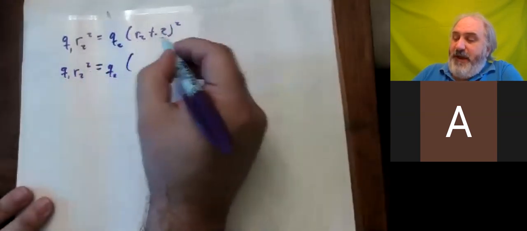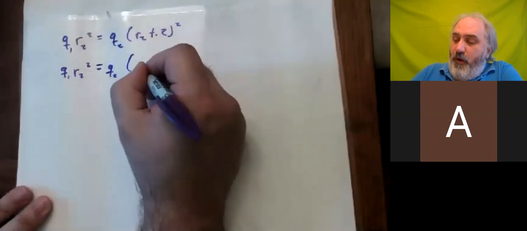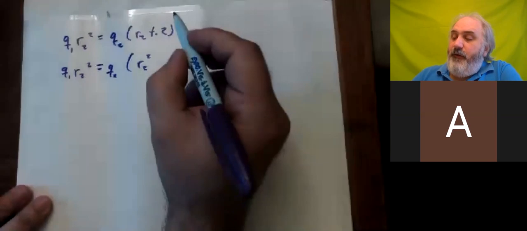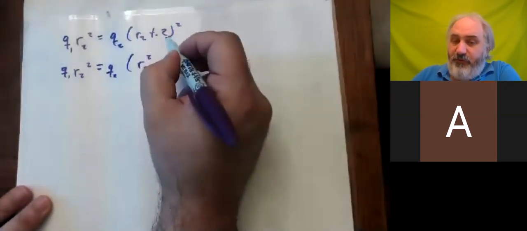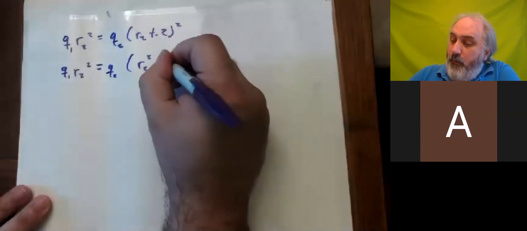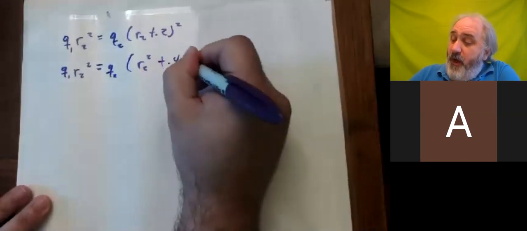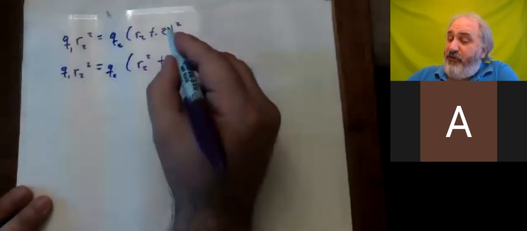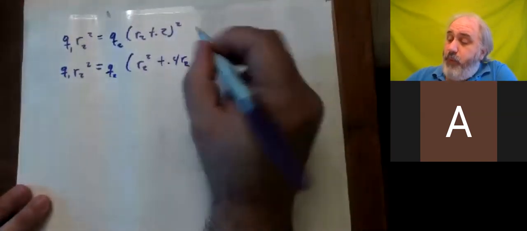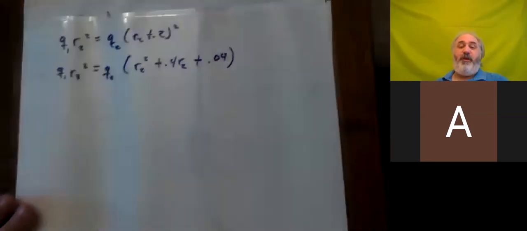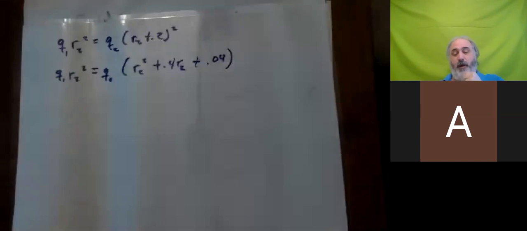So when I FOIL that out, I'm going to have the first one squared, so R2 squared, plus 2 times this, so that's 0.4 times R2 not squared, plus 0.2 squared, which is 0.04. Do you see how I did that? No? All right. This is a flashback to way back.